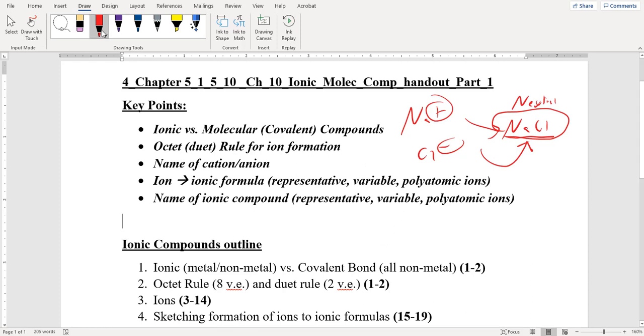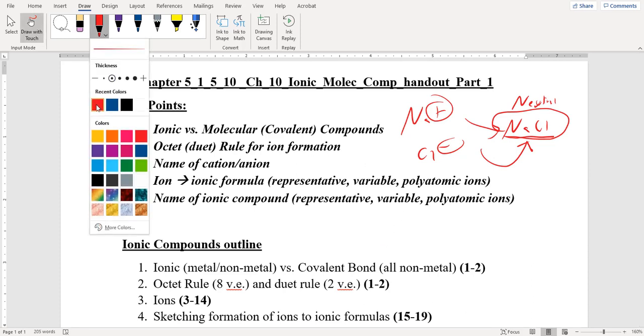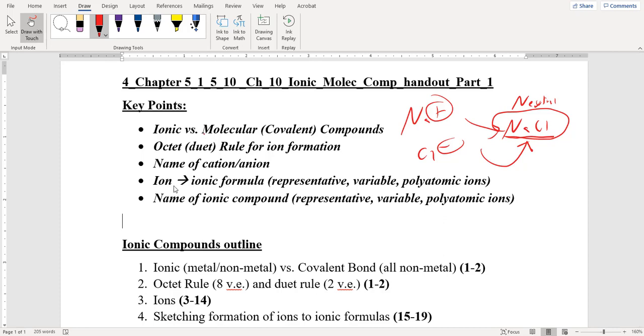Going back to our outline and our key points. We just finished going from ion to ionic formula, representative elements. And now we're going to jump down to this line, name of ionic compounds for representative. So for example, here is the ionic formula for the ionic compound NaCl. The name is pretty straightforward.